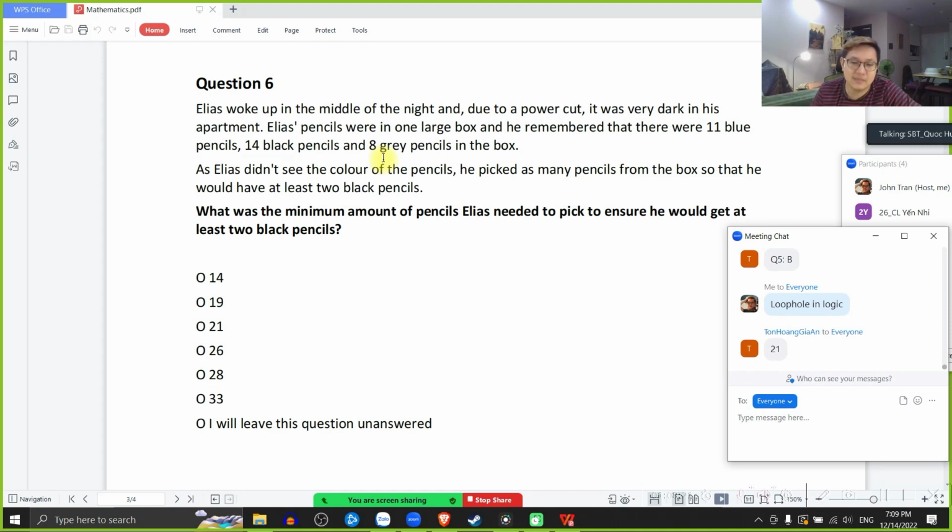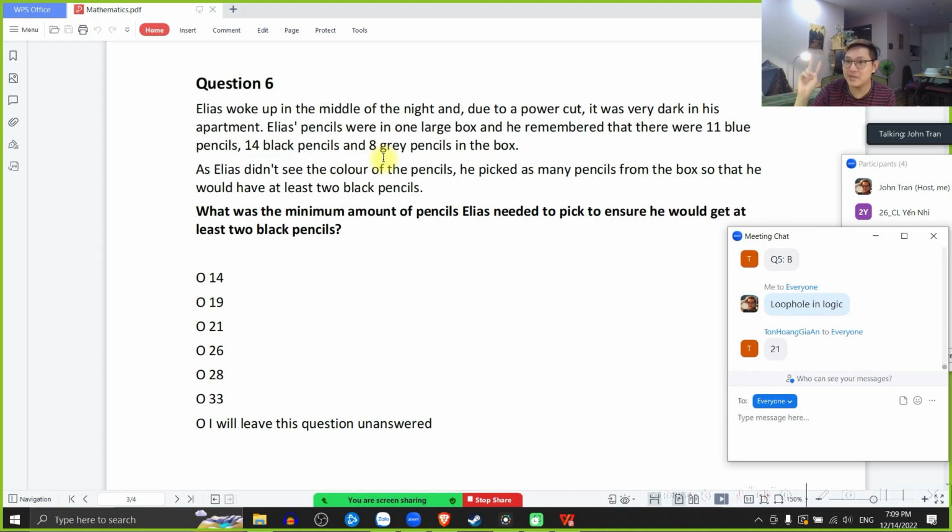You have to find a medium. If he is a lucky man, he just needs two picks. If he is an unlucky man, he needs more. The question is about the minimum amount of pencils needed to pick so that he gets at least two black pencils. If he picks only two pencils, there's nothing to ensure he will get at least two black pencils, right?